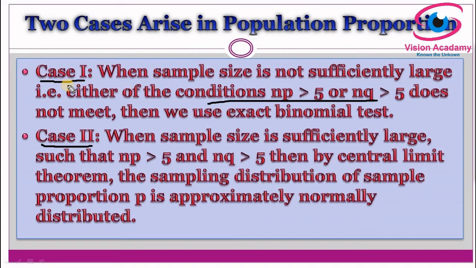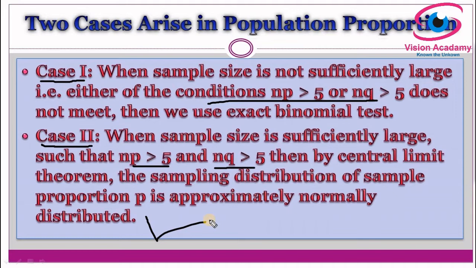So one thing is clear, when sample size is not sufficiently large, meaning the condition of np greater than 5 or nq greater than 5 is not met, this is a situation where you cannot apply population proportion. Conversely, we have one more situation, case 2, when sample size is sufficiently large, such as np greater than 5 and nq greater than 5. Then it fulfills the central limit theorem, and the sampling distribution of sample proportion p is approximately normally distributed.